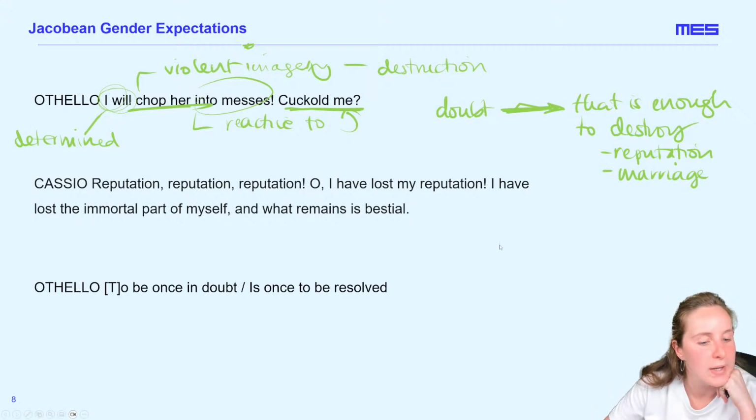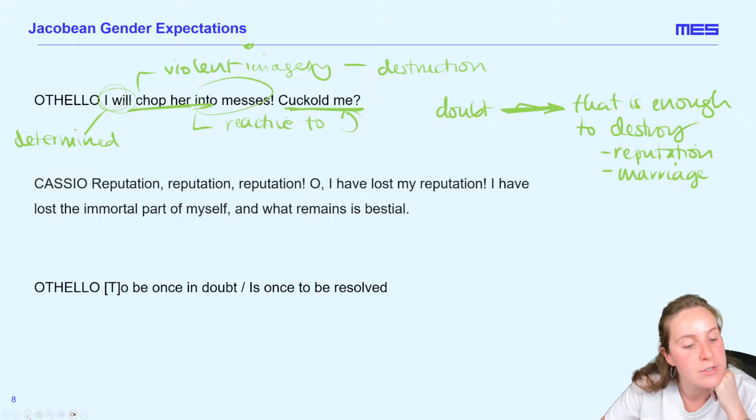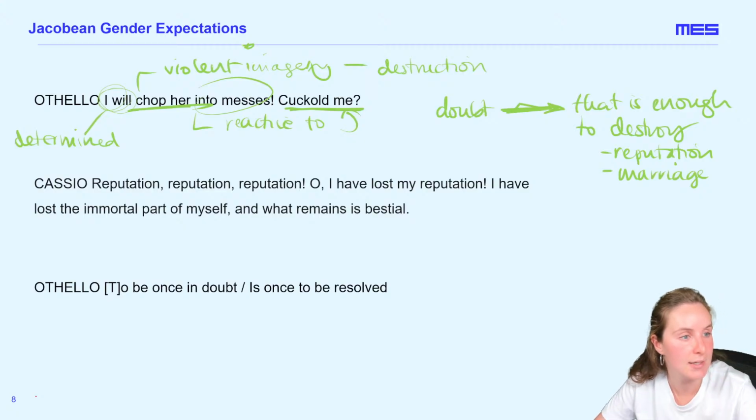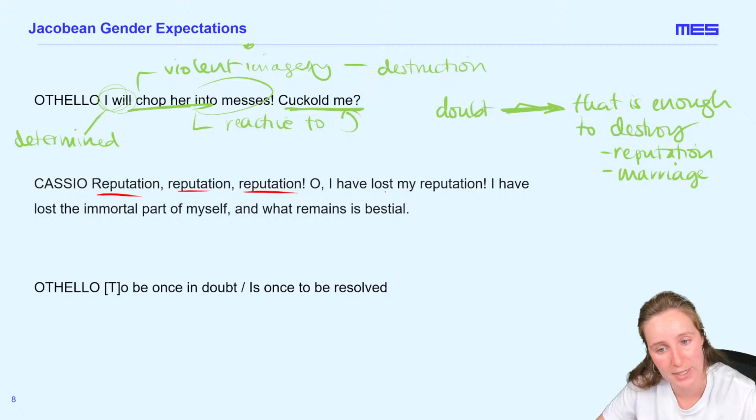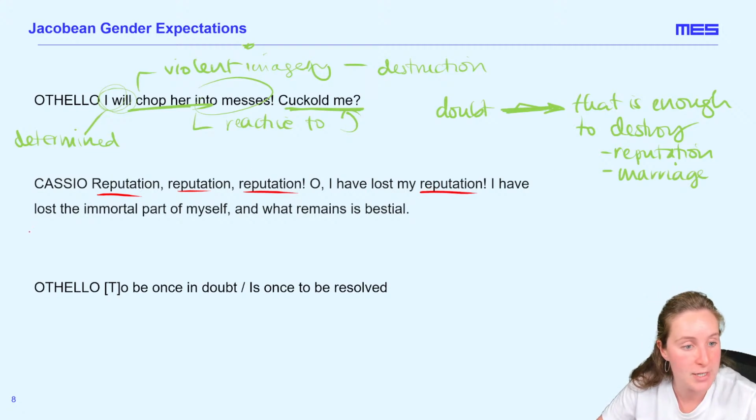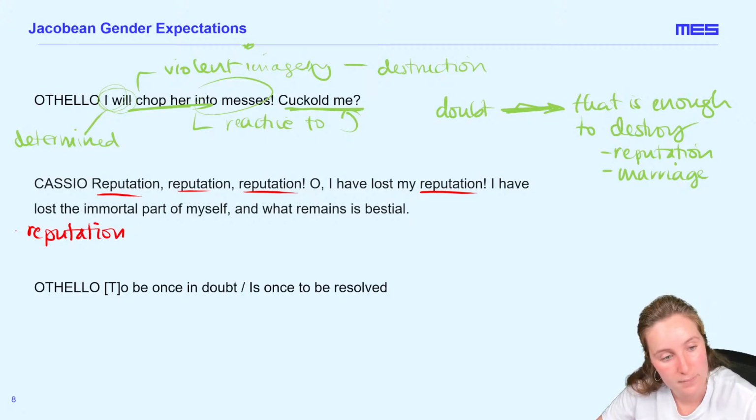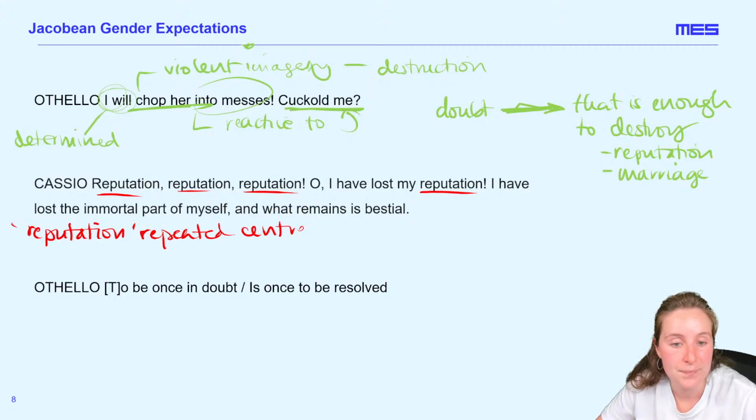And look at what Cassio says as well. Cassio, who has just been embarrassed and stripped of his title because Iago gets him drunk and he accidentally wounds the ex-governor of Cyprus, Montano. Cassio says, "Reputation, reputation, reputation. Oh, I have lost my reputation. I have lost the immortal part of myself, and what remains is bestial," or beast-like, in other words. So first of all, take a look how many times this repetition centers the reputation as a focal point.